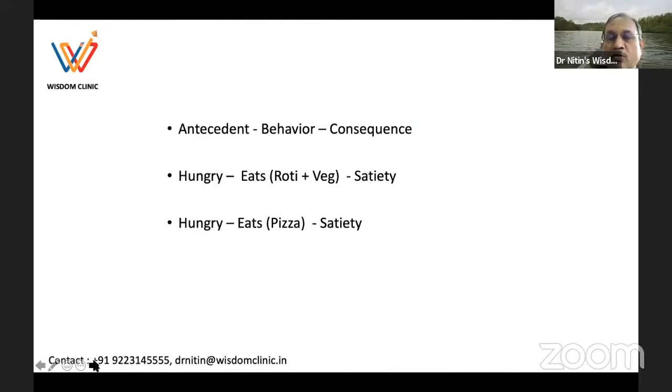Suppose in diabetes, obesity, or lifestyle disorders, most of the behavioral modification is circling around food intake and exercises, and some part is devoted to whether the patient is compliant with the medicines. So let us start with a very simple thing. Someone feels hungry, that is an antecedent. Then he has two choices. Either there is a roti and vegetable available, or he has a pizza available with him. He eats something and he feels full or satiated. So this is a very, very simple basic thing about antecedent, behavior, and consequences.